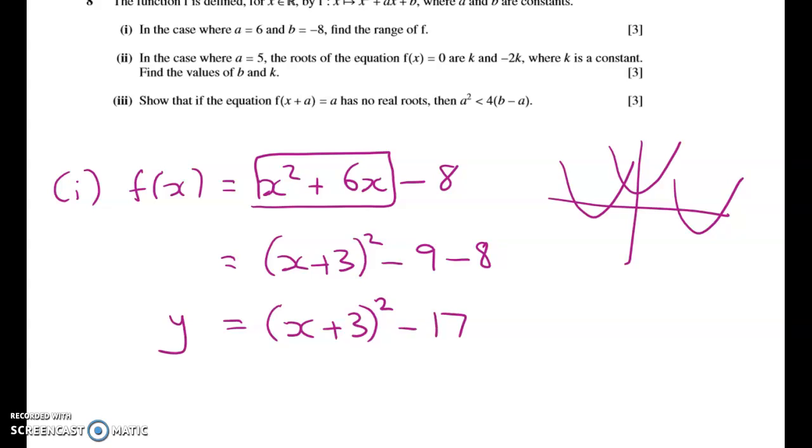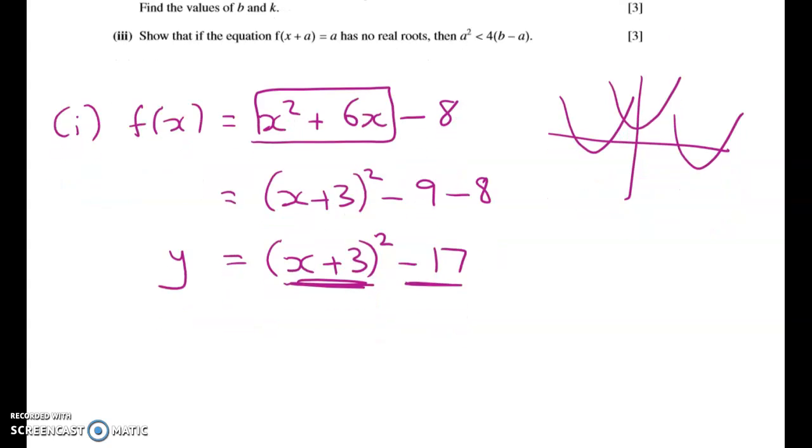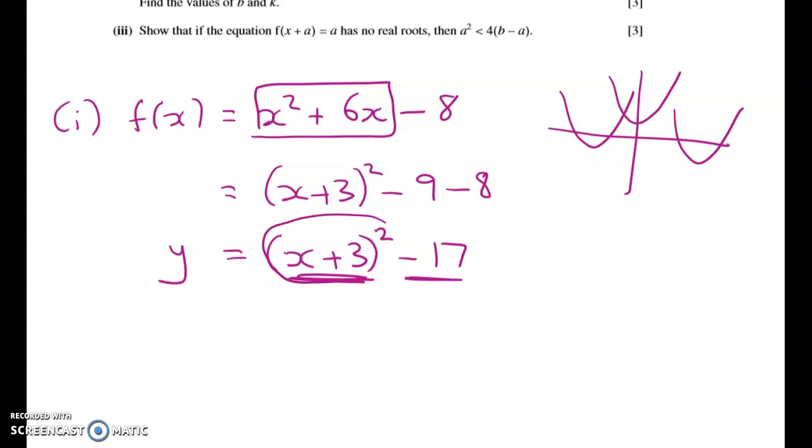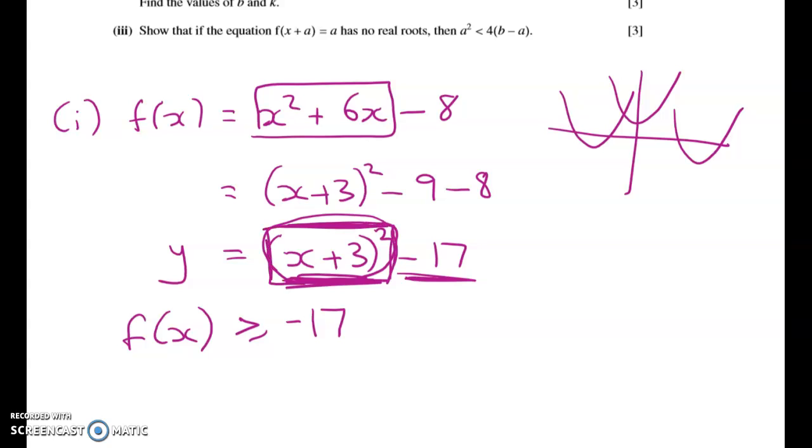So now we've got y is equal to this squared thing, take away 17. So that means the lowest possible value here is 0. And that means that here, the range is that the function can take on any value that is greater than or equal to -17. Right, because this bit here is never going to give me a number lower than 0. And then I take 17 away from that. So that's the first bit done.